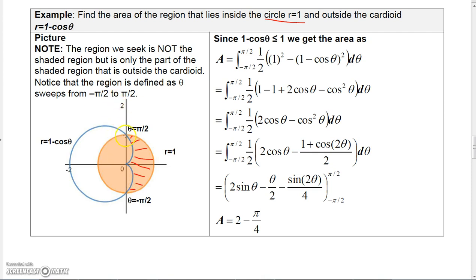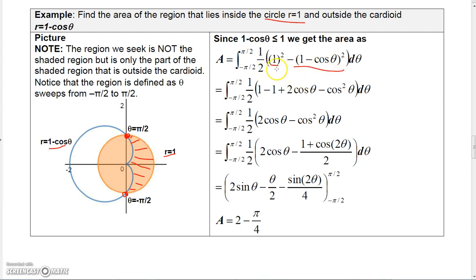Basically what we've got to do is find where we're going to sweep from. We're going to sweep from minus pi over 2 up to pi over 2. That will give us that area. The one that's farthest away from the origin is, again, this orange one, r equals 1, and the one closest to the origin is 1 minus cosine theta. So we integrate from minus pi over 2 to pi over 2, 1/2, 1 squared minus 1 minus cosine theta squared.